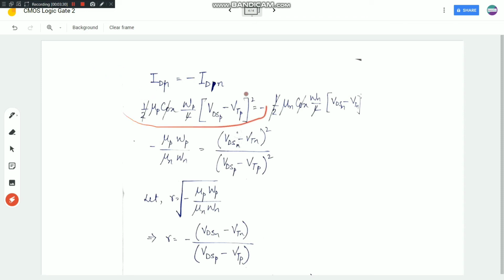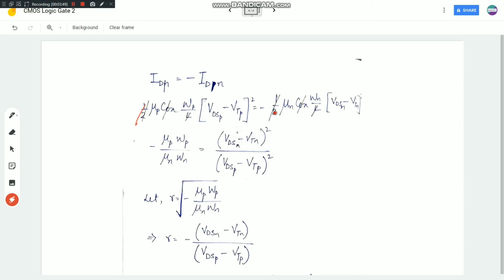Now since I told you this is in the saturation region, this is my saturation current equation for a PMOS, and this is my saturation current equation for an NMOS. A 2 will appear over here, this is a whole square. I mentioned the current equations before to you. Now, striking out the terms which are in common.